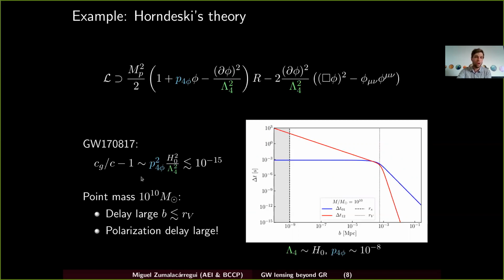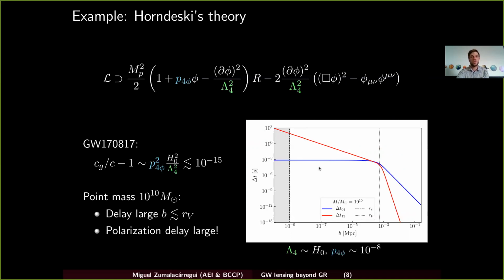So for a large point mass, we can compute the time delay as a function of the impact parameter. You can see the blue line here is the multi-messenger time delay with respect to the electromagnetic counterpart. It can be of order milliseconds, so it's hard to observe. But the time delay between the two polarizations can be of order milliseconds, which is the regime where LIGO would hopefully be able to detect it. And it can be much larger for smaller impact parameters.